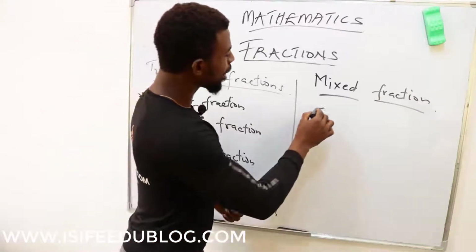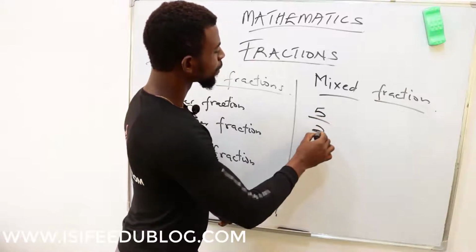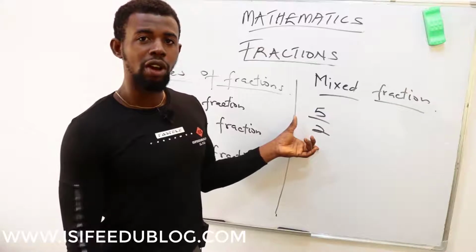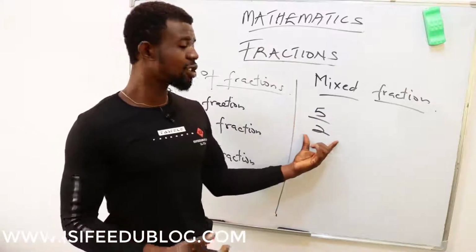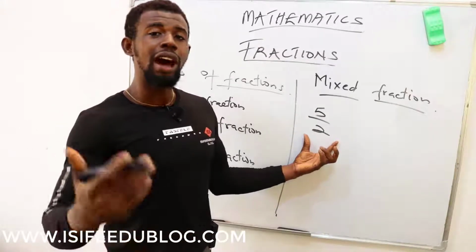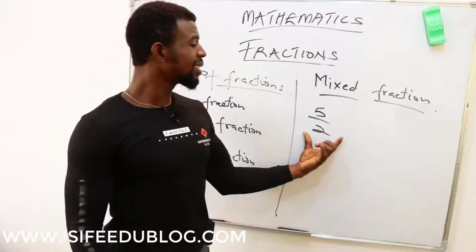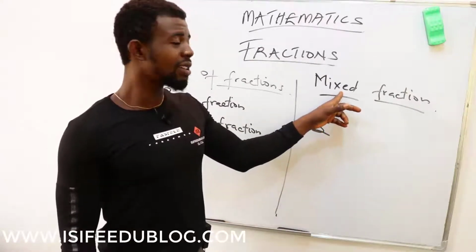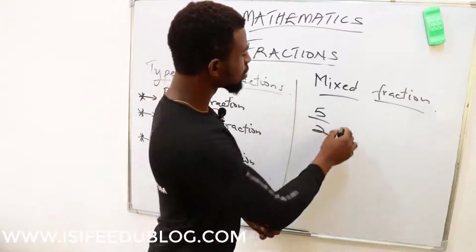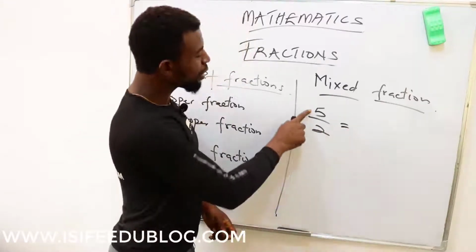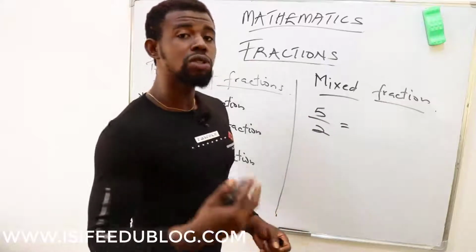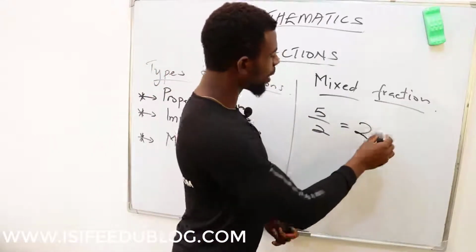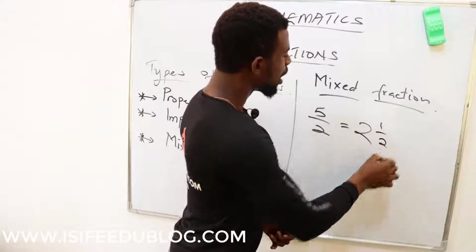If we have 5 over 2, this is an improper fraction. And remember what I said, in mathematics it is basically not allowed to be our final answer. So how do we make these improper fractions proper? The solution is to convert it to a mixed fraction. What does a mixed fraction look like? 5 divided by 2 will give us 2 remainder 1, so I'll have 2 as the whole number, and the remainder 1 out of 2.